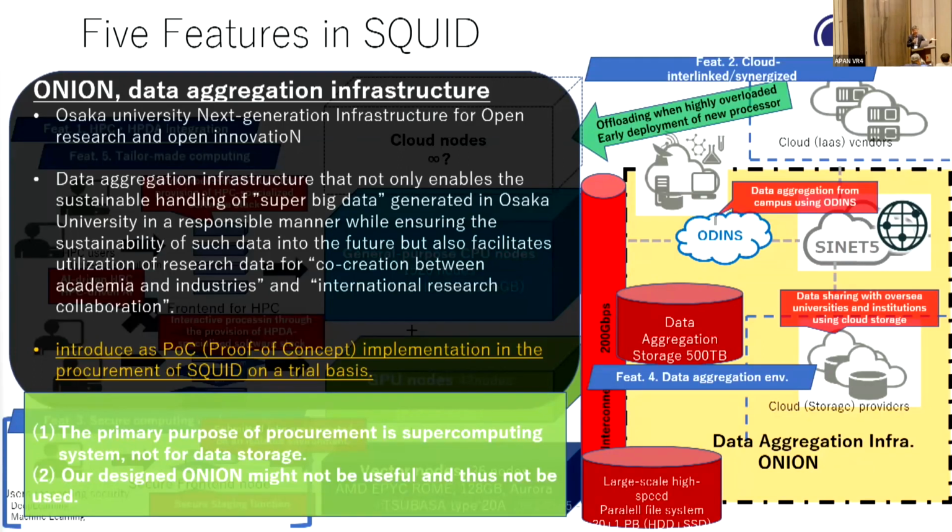AI people always told me that HPC people always think about computational resources first, the computer system and the file system. But AI people say that data infrastructure is what is important, and secondary to that, computational resources should be on top of the data infrastructure. That's why we set up this data aggregation infrastructure on a trial basis.